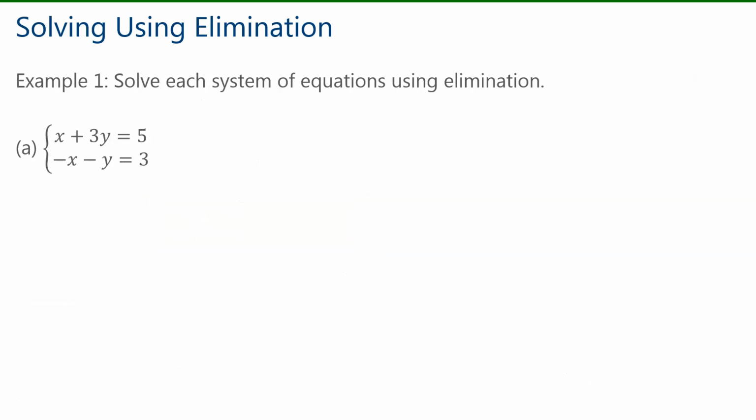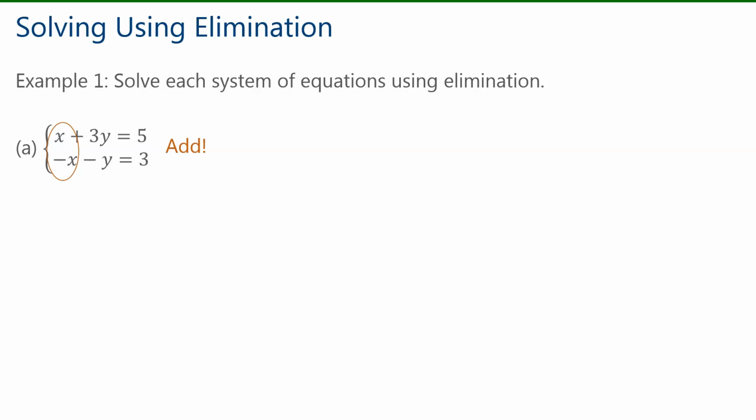So let's have a look at example 1. We have to solve each system of equations using elimination. So you need to start by determining what variable you want to eliminate. So always look to see if the coefficients of a variable are already the same. Now if you look at x, I see one has a coefficient of 1 and one has a coefficient of -1. So we can just eliminate x easily by adding these two equations together.